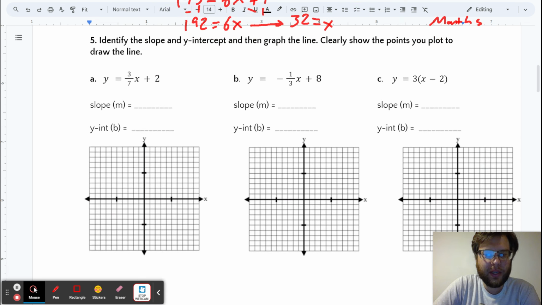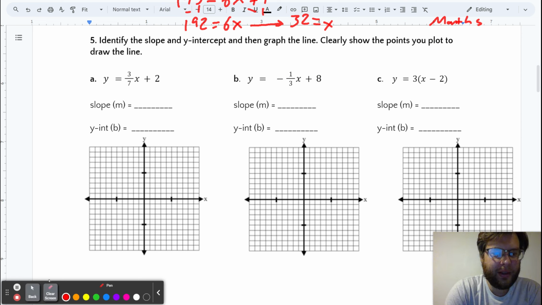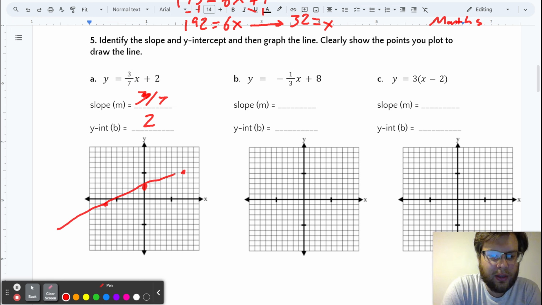Okay, we got a couple lines here. I'm going to find the slope and the y-intercept. So slope is the number that touches x. So 3/7. Y-intercept is 2. So we start at this point of 2, and then we go up 3 and over 7. We could also, if we wanted to, have gone down 3 and 7 to the left. See how that will also line up.